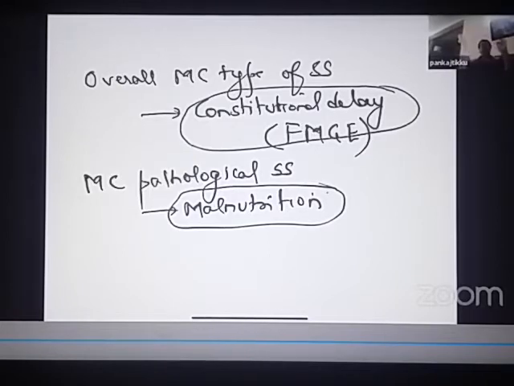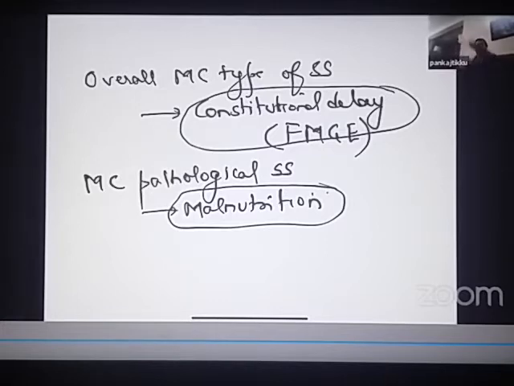So there should be no confusion. Just read the question carefully. Which is overall the most common type of short stature in children? When I say overall the most common type of short stature, it may be physiological also, it may be pathological also. Taking all of them together, the most common type of short stature in children is a constitutional delay. But constitutional delay is not a pathological short stature. So which is the most common pathological short stature?